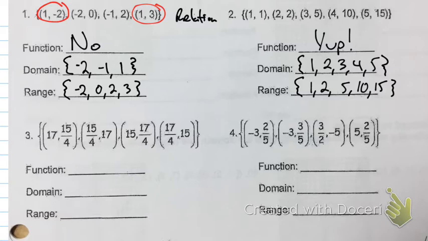Yes. Lucian. I think it's yes because none of them overlap. Yes, we've got 4 different domains. Each domain has one range. That is a function.